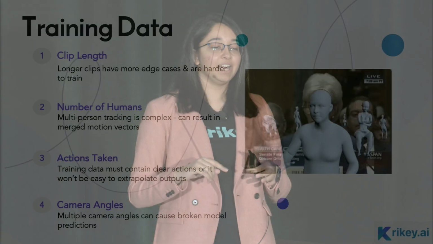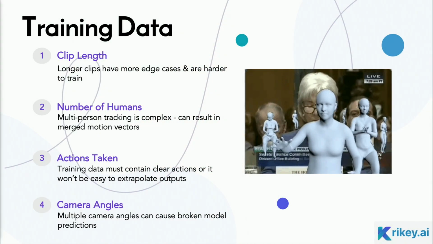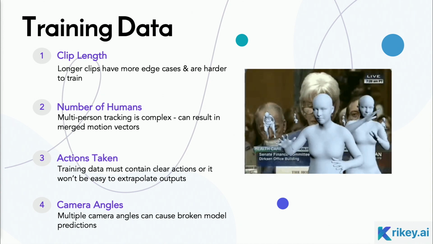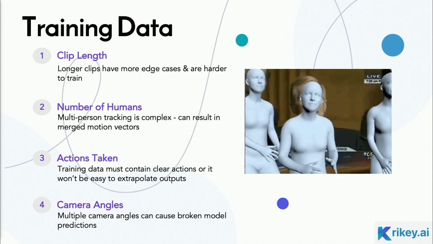The second thing is number of humans. So again, that previous video that we looked at, that was a great video because it was one person doing a handstand against a totally clean background. This C-SPAN video, a lot more difficult, right? So there's multiple people in the camera. The camera angles are also changing. So we're cutting between different views of the room.